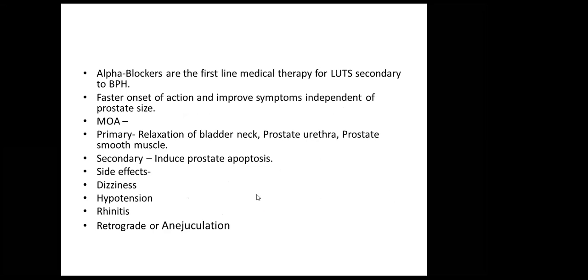Alpha adrenergic blockers are the first line medical therapy for lower urinary tract symptoms secondary to BPH because of the faster onset of action, and they improve the symptoms independent of the prostate size. The mechanism of action is that it primarily relaxes the bladder neck, prostatic urethra, and prostate smooth muscle. Secondarily, it acts by inducing prostatic apoptosis. The side effects include dizziness, hypotension, rhinitis, retrograde ejaculation, or anejaculation.